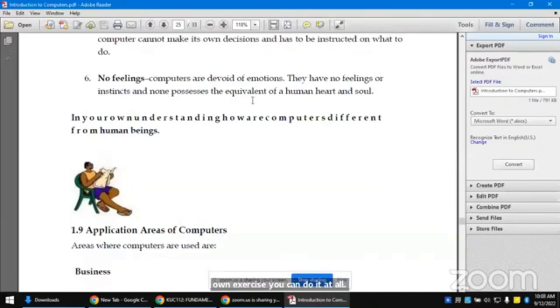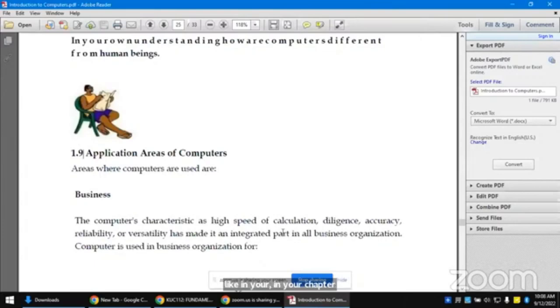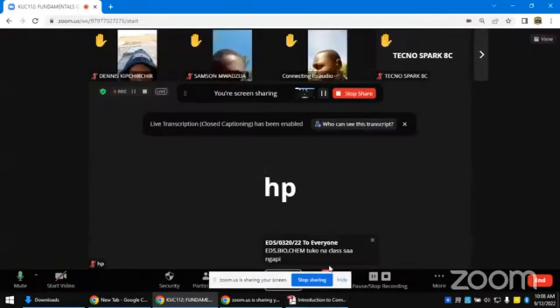Very fast, in this particular area, everybody has to write the application areas of computers. Kindly write in your chat box, the message box, the application areas of computers, and why you think that area is applied. We'll just view them as they come. Kindly write for us in the chat message where computers are applied and the reason why you think they're applied there.